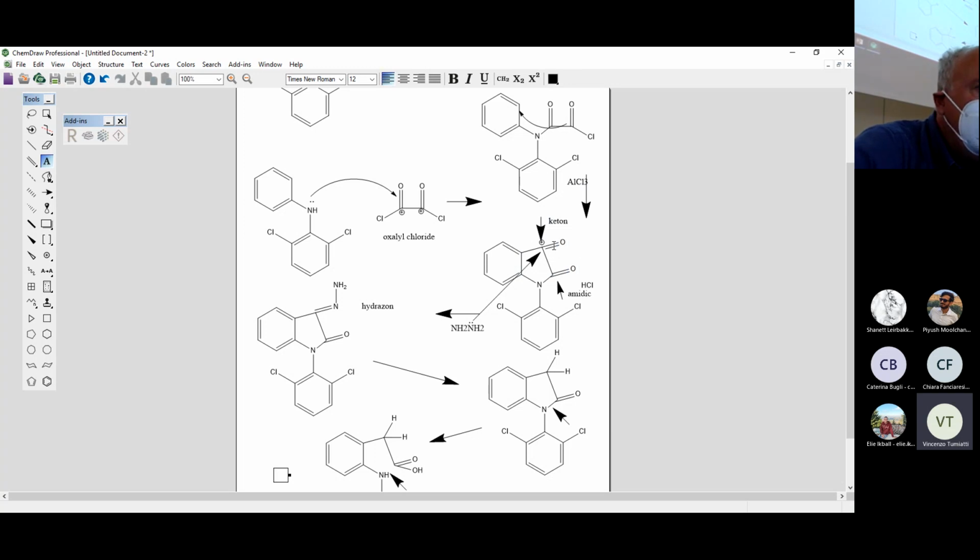a ketone. Only the ketone is able to react with the hydrazine to give hydrazone, double bond, Schiff base. After several steps, we have the release of nitrogen gas to give the reduction of this carbonyl atom. And then the final step is a hydrolysis of the amido group to release the free acid function.